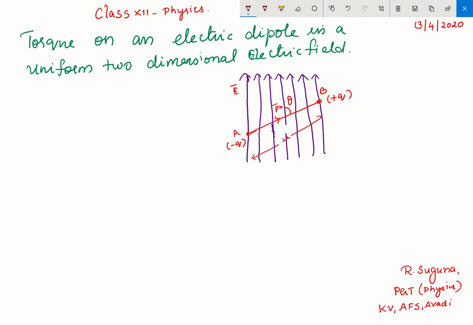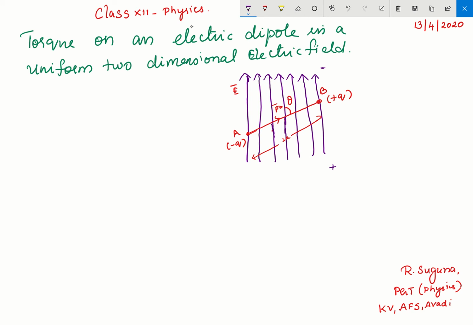Now, when I am keeping a dipole here, both the charges will experience some force. Plus Q will experience a force. The electric field in this direction means somewhere here is positive. Electric field lines always go from positive to negative. Therefore this side is positive and that side is negative, towards the arrow mark.